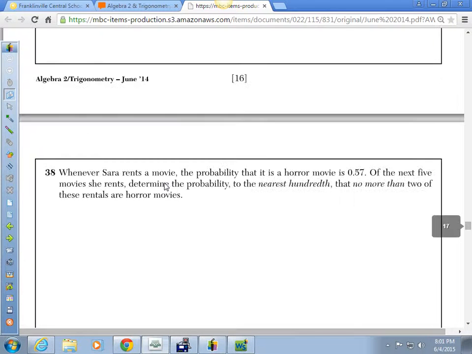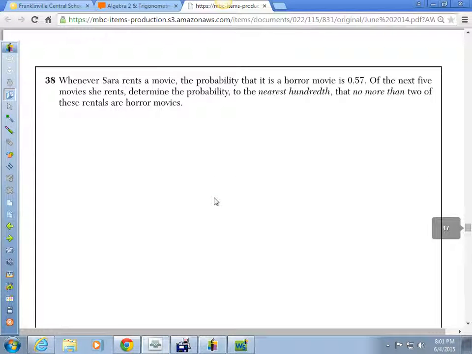Okay, what else do we have here? What's the probability formula? nCr, s to the r, f to the n minus r. What does n represent? Total number of, and in this case, no more than 2. These are horror movies, so how many horror movies is she going to rent? What's the r?